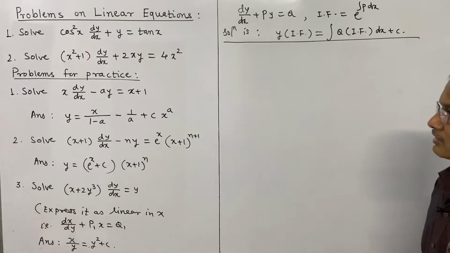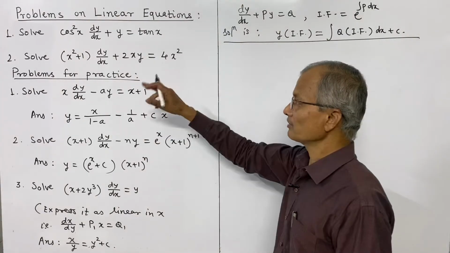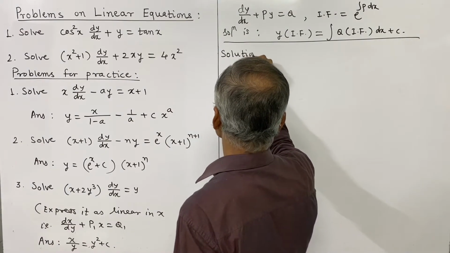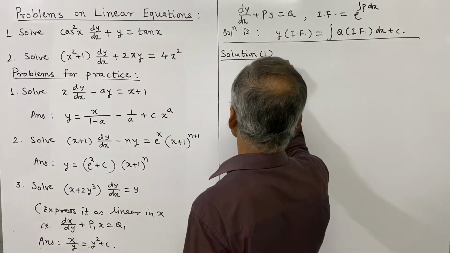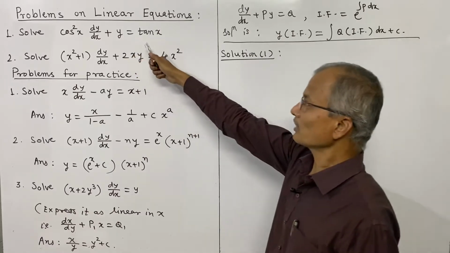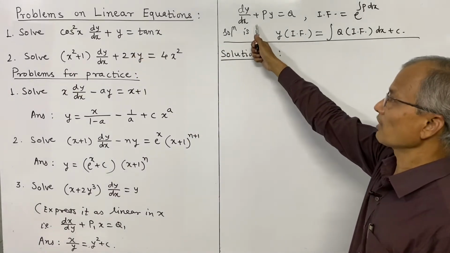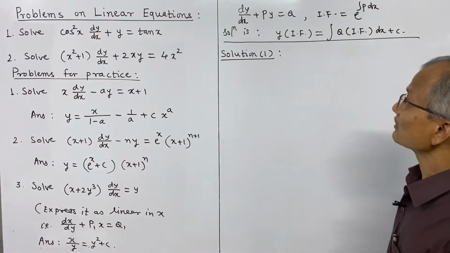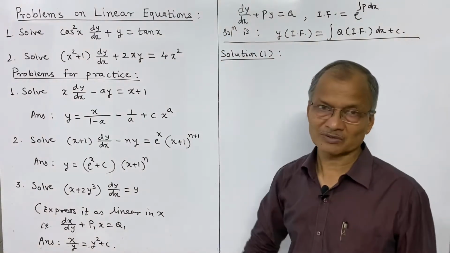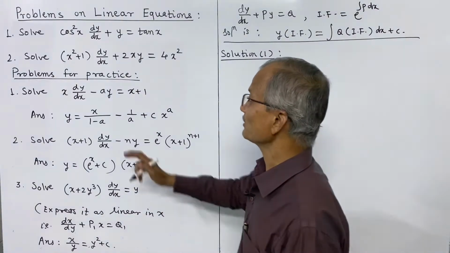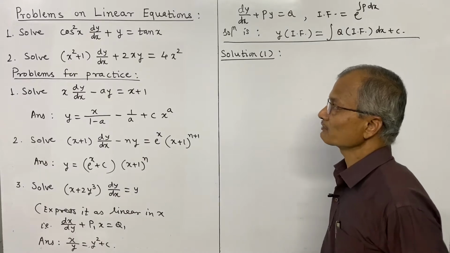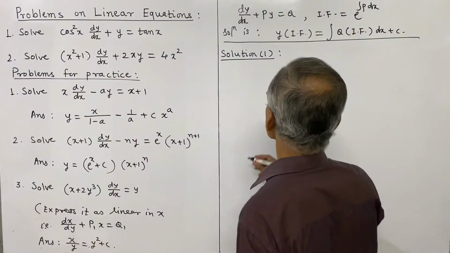Now, we shall solve the problems. I have written the problems here. Solution for the first problem. We first have to write the given differential equation in this form: dy by dx plus py is equal to q, and the coefficient of dy by dx must be 1. So, we have to make this coefficient 1, meaning we have to divide the equation by cos square x.